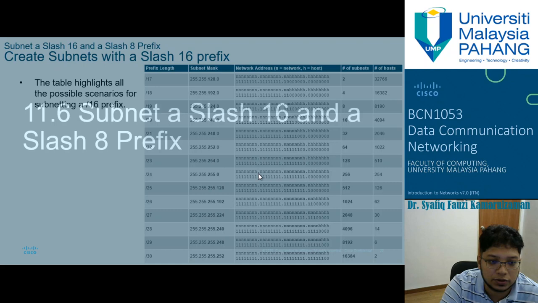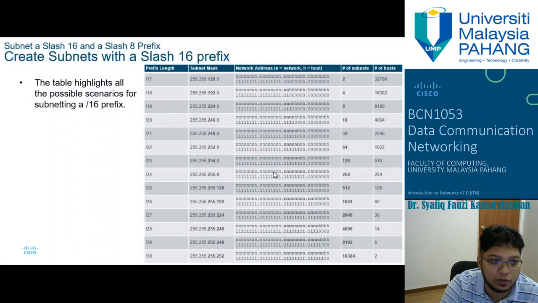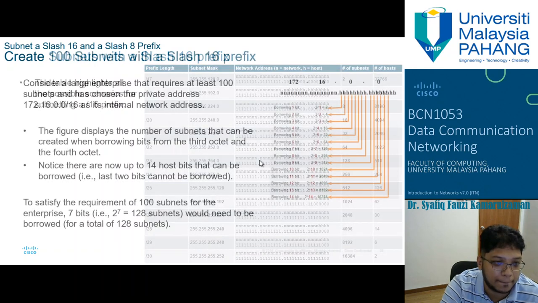So these are the advantages when you want to subnet a certain IP address. This is when you want to create a subnet with a /16 prefix. If you have a /16 original address, you can create a lot of subnet versions. For example, you can create /17, /18, /19, /20, 21, 22, up until /30, where you get this number of hosts within the network.